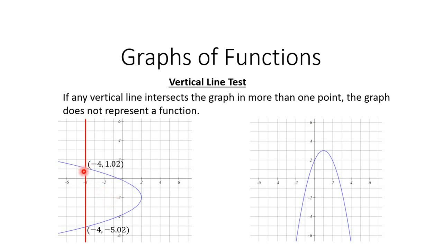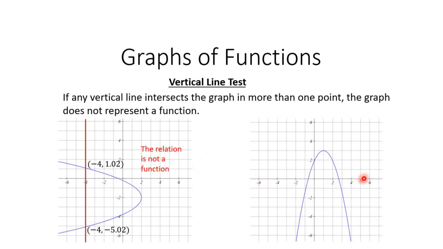So here's a specific vertical line through -4. Seems like we have the point (-4, 1.02) roughly, and (-4, -5.02). So those two ordered pairs are on the graph of this relation, but they're also on the graph of a vertical line, meaning they have the same x value. Therefore, this relation is not a function. It doesn't pass the vertical line test.